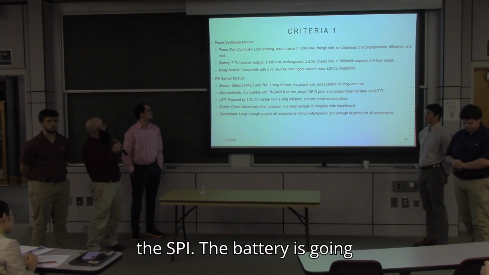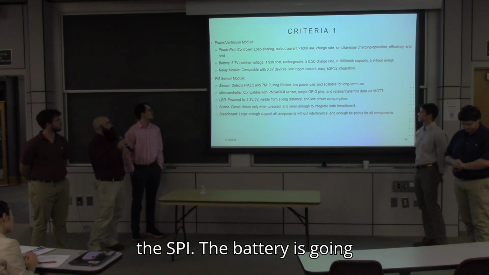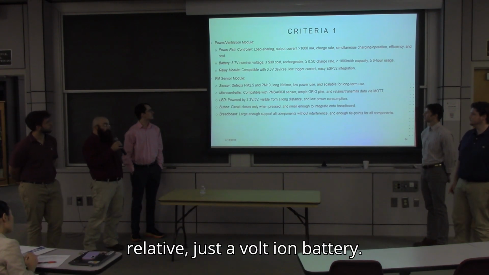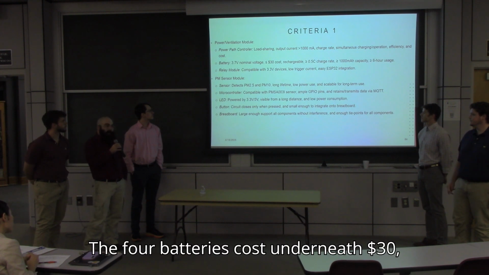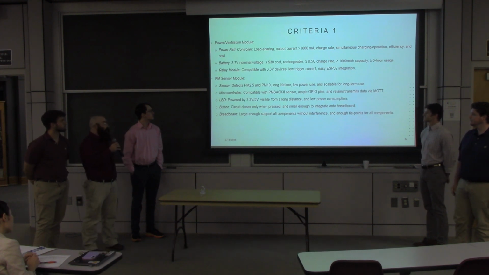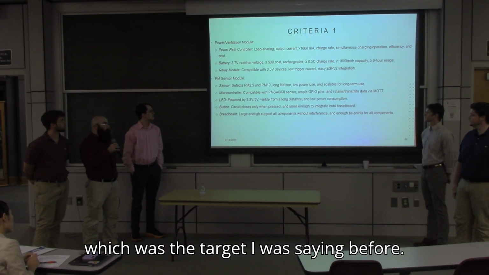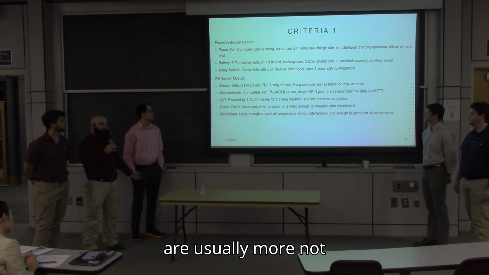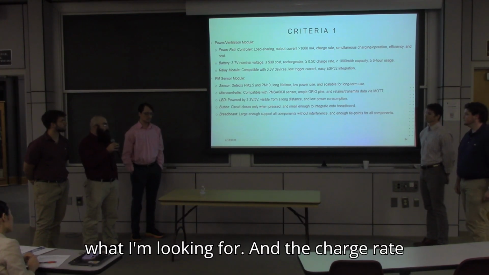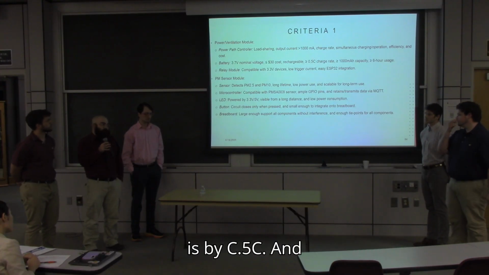And if I unplug it, the battery switches over quickly enough that it will not interrupt the microcontroller's data processing and sending it over to the Raspberry Pi. The battery is going to be 3.7 volt nominal voltage, it's a lithium ion battery. The 4 batteries cost underneath $30, which was the target I was aiming for. They'll also be rechargeable. Some batteries are not rechargeable, but those are usually not what I'm looking for. And the charge rate is about 0.5 C.